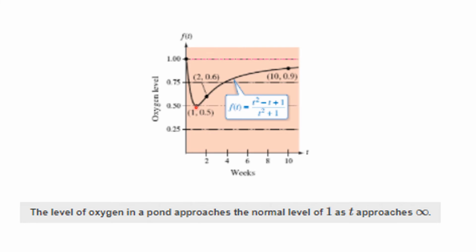But if you let nature be alone and don't put any more toxins in, nature will correct it, and eventually we'll get closer and closer to being oxygenated. So the level of oxygen in a pond approaches the normal level of 1 as t approaches infinity.